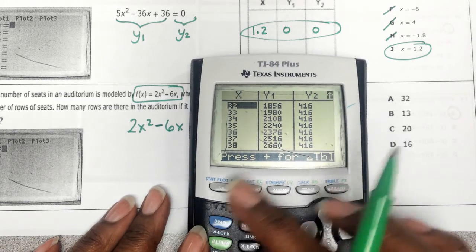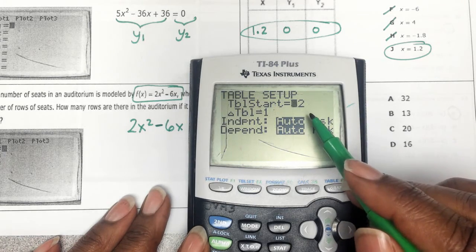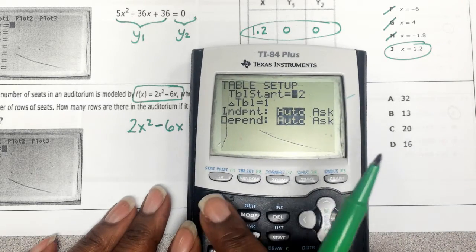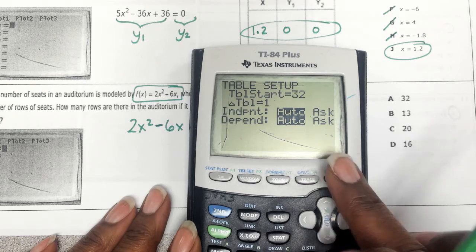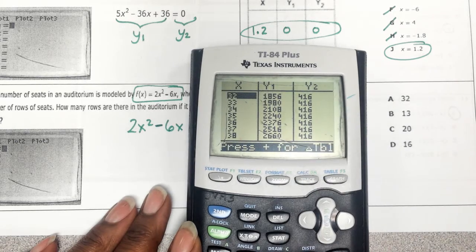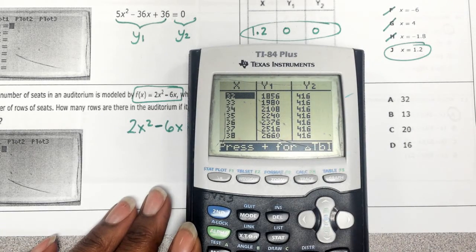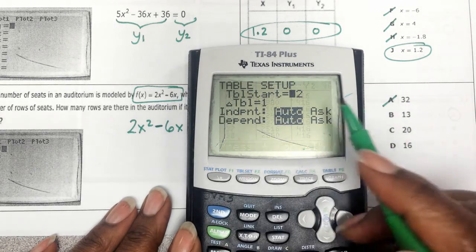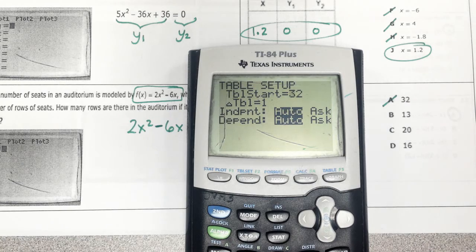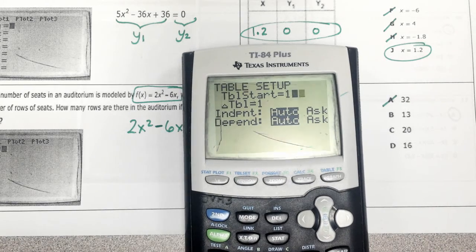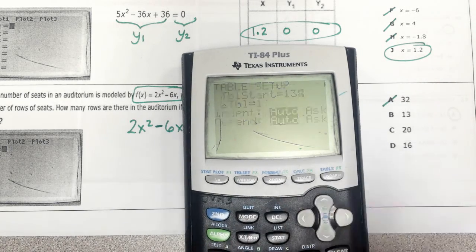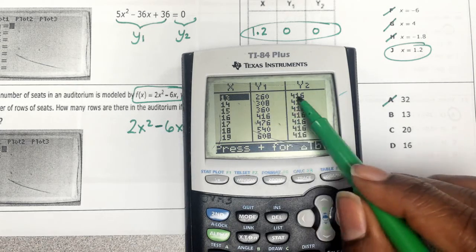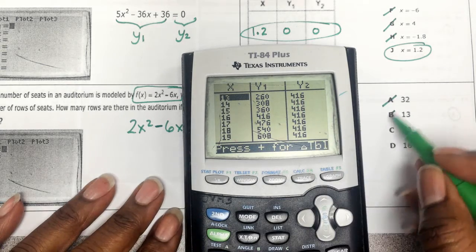No, you don't have to. You could now just press second graph, and it will take you back to the table. So 32 is not the answer. So press second window again and try 13. So we'll put a 13 in, second graph. Nope. Y1 and Y2 are not the same for 13.